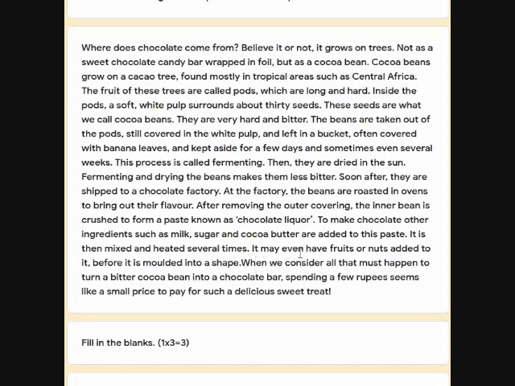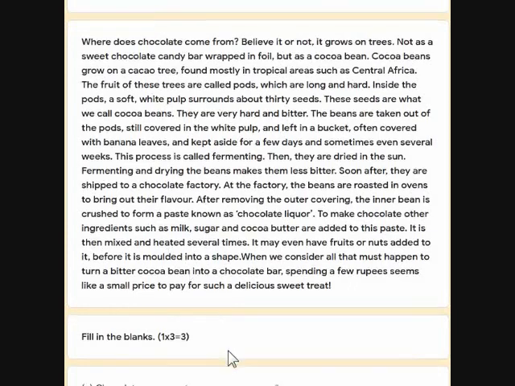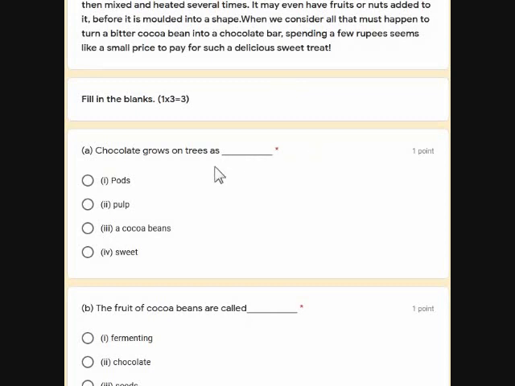So the passage is all about where chocolate comes from and what process is used to make chocolate, a delicious sweet treat. Now let's begin with the questions. Question number 1, chocolate grows on trees as. The correct option is A, cocoa beans.